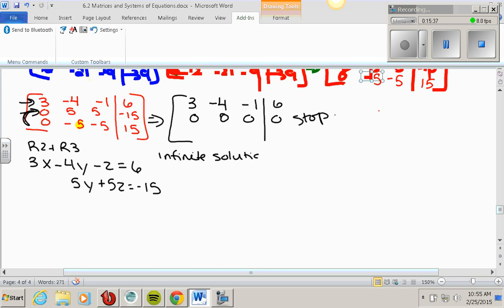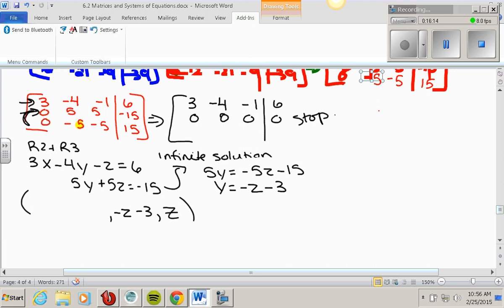Okay, so we need to think about how we need to write this. So we know that from past experience we're going to have z as z. So all of our solutions and expressions are going to be written in terms of z. So we're going to take this as 5y equals negative 5z minus 15. Oops, I'm solving for y. Y equals negative z minus 3. So now I've got my y value.